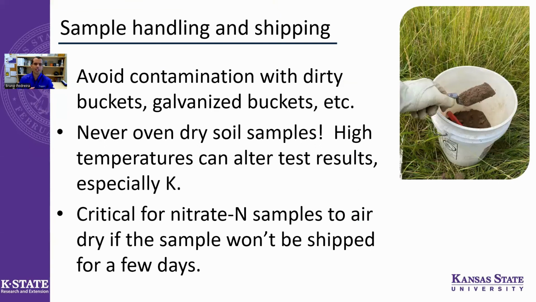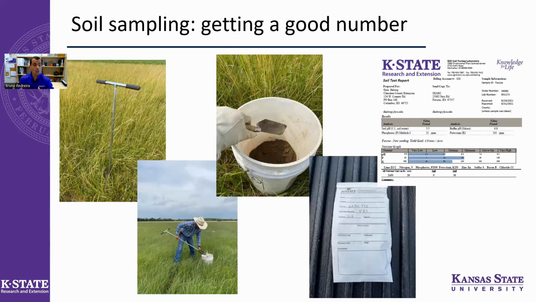Avoid dirty buckets and galvanized buckets. We should have clean buckets with clean tools that will allow us to get a reliable soil sample. Do not oven dry soil samples, because high temperatures can alter test results, especially potassium. And especially for nitrate samples, you can air dry them if it takes a few days to ship them. That's important. So keep in mind that you need to understand this whole process and do it in a good way in order to get a good number.